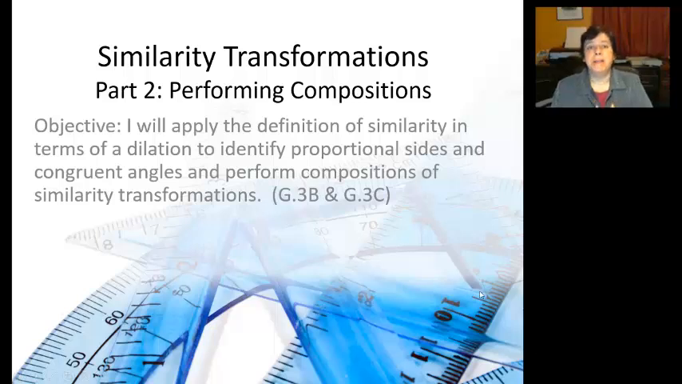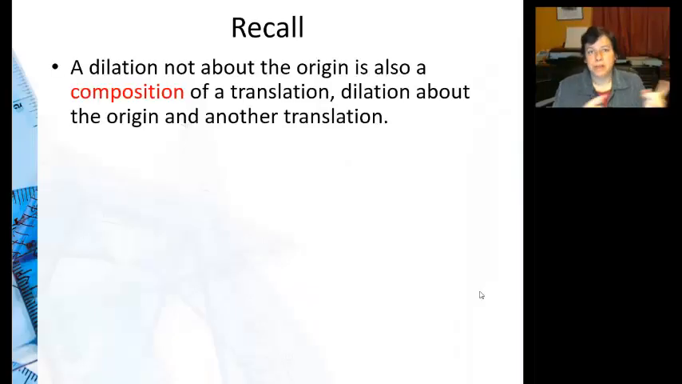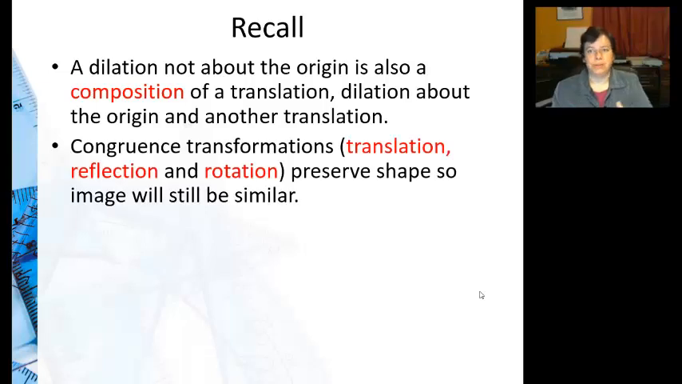Now we're going to look at combining this with some of the other transformations we've already used. So recall, in the previous lesson, we learned that a dilation that isn't about the origin is the same as a dilation around the origin, where we first do a translation, and then a dilation, and then a translation. Well, congruence transformations, the translation, reflection, and rotation, preserve shape. So that means that if we apply those in addition to the ones we've been using, we're still going to have similar polygons. Okay? Now we are going to be using some new notation for you.